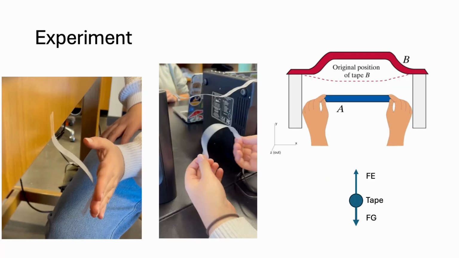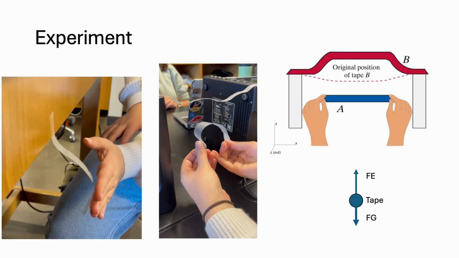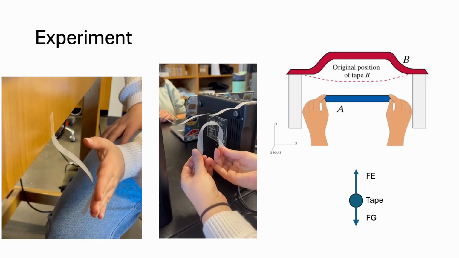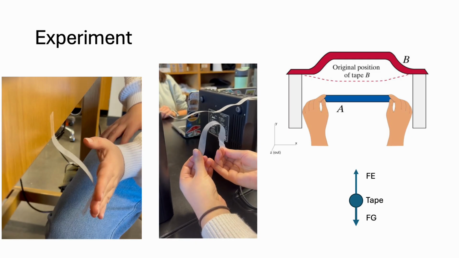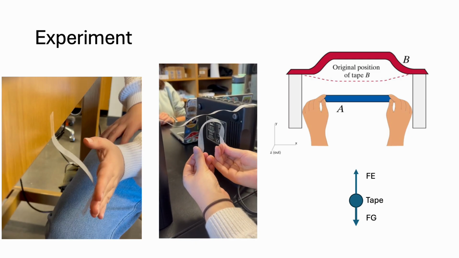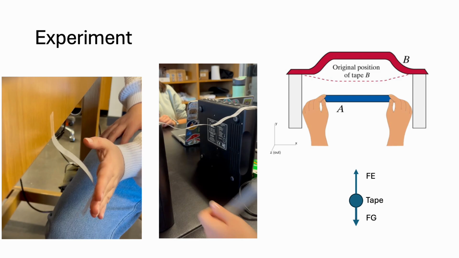These are some photos from our experimental setup, and this is a video of the two U-tapes shown repelling each other, and a diagram of the procedure for the two U-tapes, and then a free body diagram showing the tape represented as a point charge with the electric field in the positive direction and then the force of gravity in the negative direction.